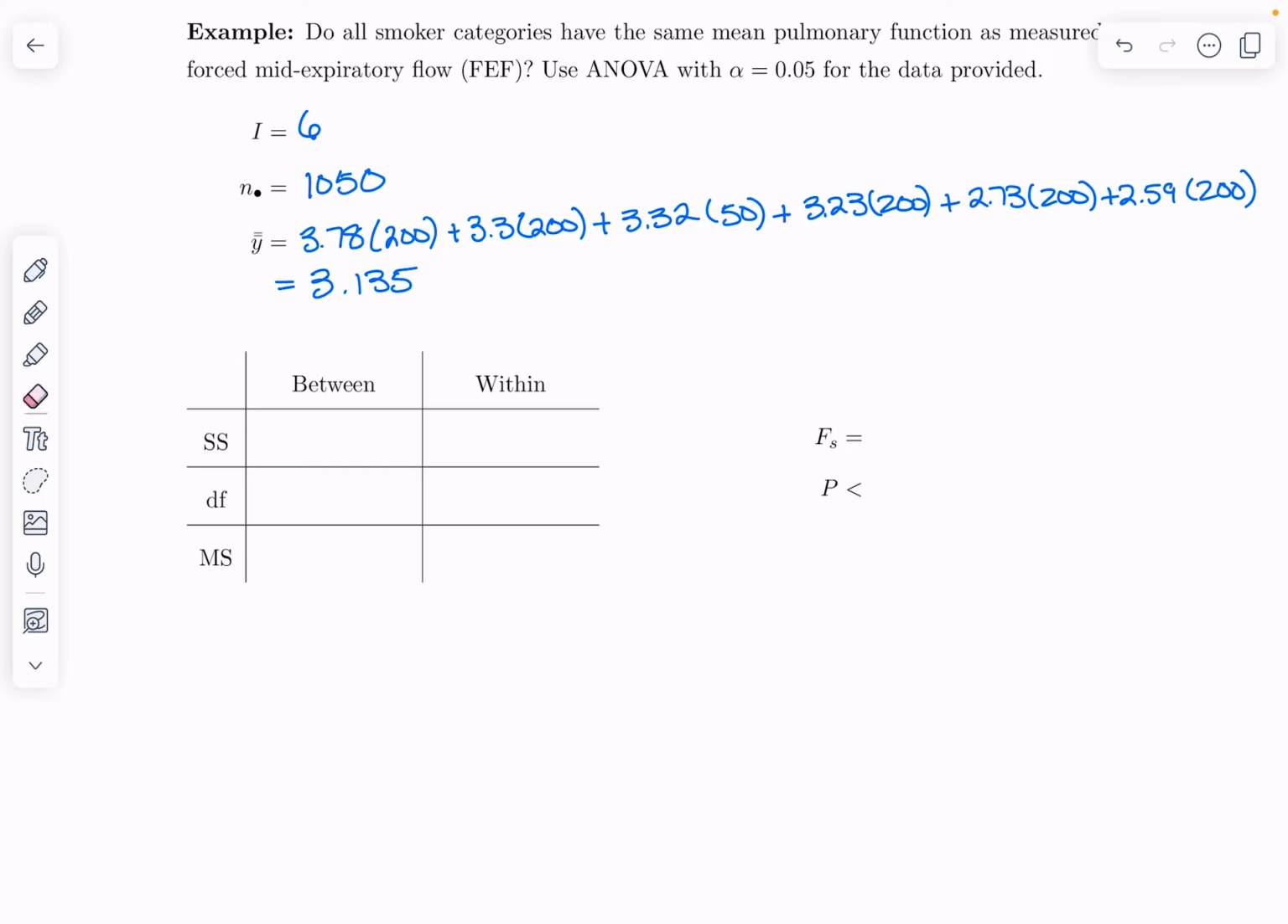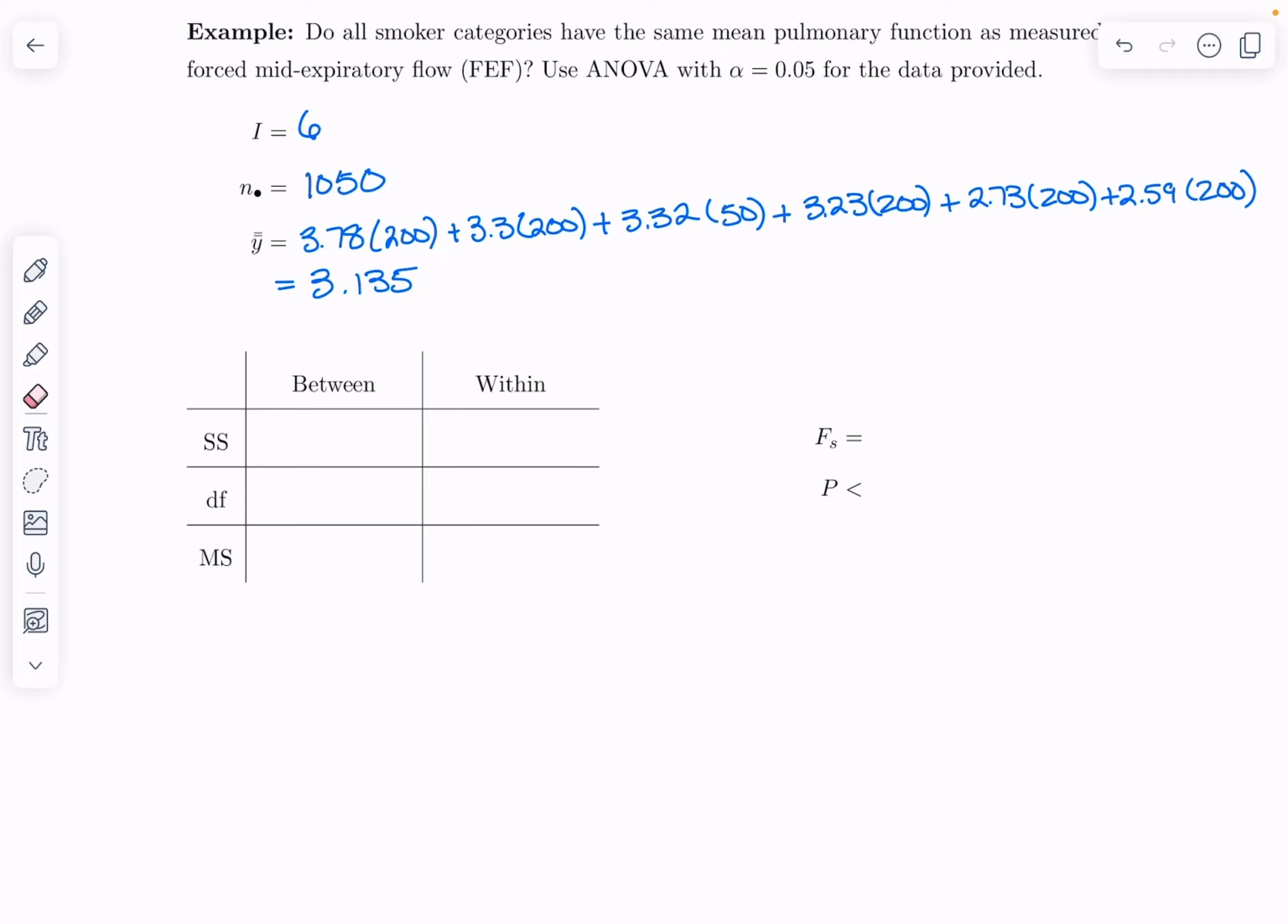I have to say, this is one of the areas in which students tend to make mistakes, in that they try to just take the 6 sample means and just add them up and divide by 6. But you have to take into account the sample sizes. We have to weight this average by the sample sizes. So you take each sample mean and multiply it by the number of individuals in the group, and then add that all up.